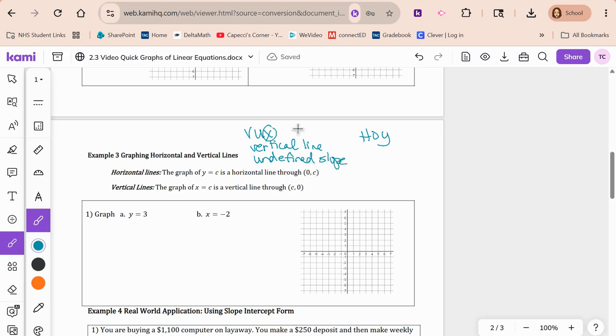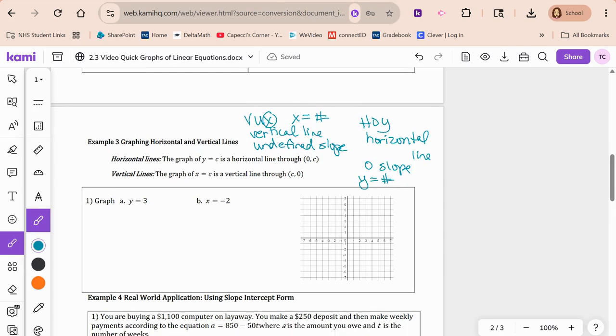And that means that x is equal to whatever the number is. That's the equation of the line. Looking at our HOY, the H stands for horizontal line. It's a horizontal line. We have a 0 slope. And my equation of the line is going to be y is equal to whatever number it is.